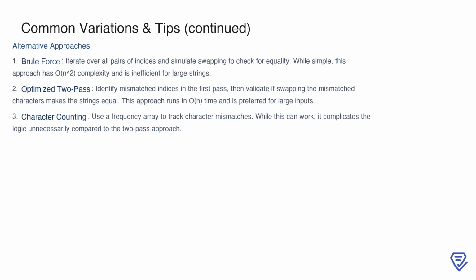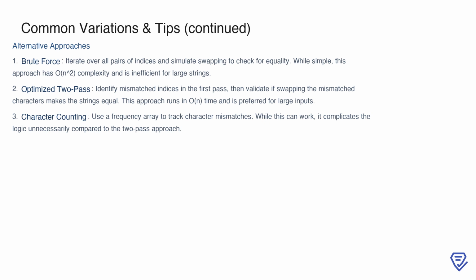There are multiple approaches to solving this problem, each with its own trade-offs. A brute force method involves iterating through all pairs of indices and simulating swaps to check for equality. While this is a straightforward approach, it's computationally expensive with an n² time complexity, making it impractical for larger strings. A more efficient alternative is the optimized two-pass approach. In the first pass, you identify the indices of mismatched characters, and in the second, you validate whether swapping these characters resolves the mismatch. This approach runs in n time and is well suited for larger inputs.